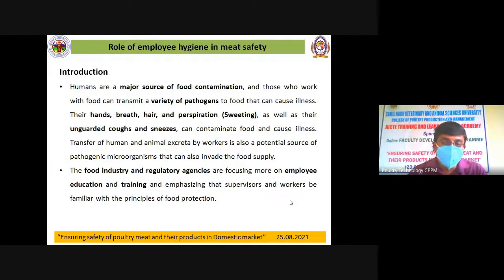The food industry and the regulatory agencies are nowadays focusing more on employee education as well as training, and they are providing training and emphasizing that supervisors and workers be familiar with the principles of food production and food safety as well as the hygienic principles that are necessary for the food supply chain.